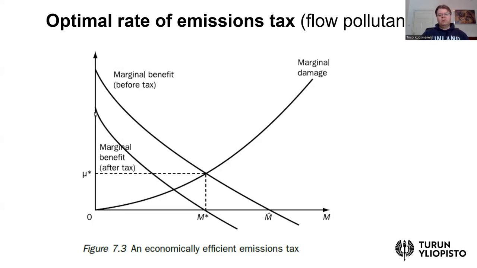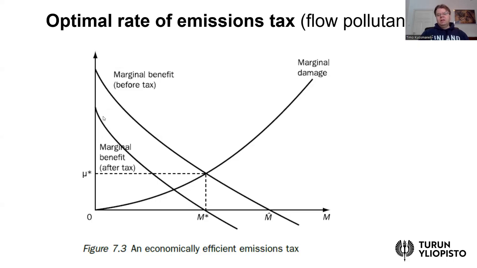So of course, for the individual farmer, this marginal benefit after the tax is the relevant curve to follow. So they would continue to use the fertilizer as long as marginal benefit is greater than or equal to zero. At zero, they stop using the fertilizer. Whereas without the tax, they would follow this marginal benefit without tax, or before tax. They would go all the way to this M hat, where the marginal benefit is equal to zero.